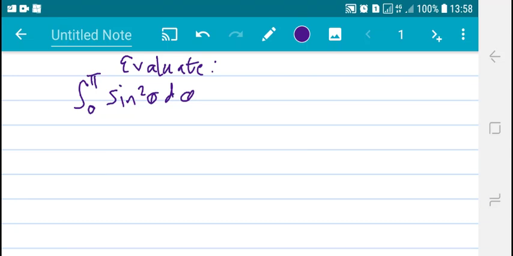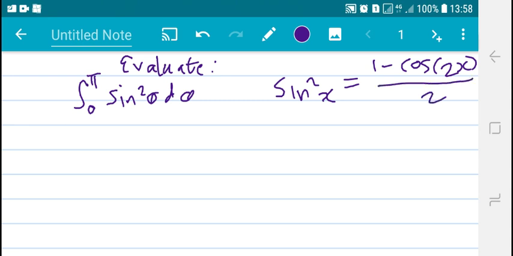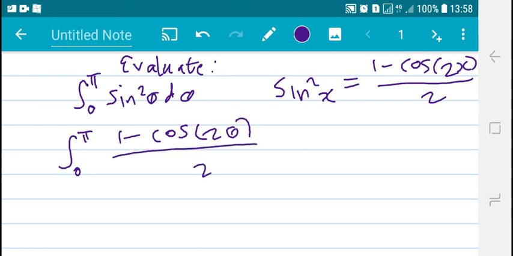Evaluate this integral: sine squared theta from 0 to pi. So we use the following result, namely sine squared of an angle, say sine squared x, is equal to 1 minus cosine of 2 times that angle, divided by 2. So if we apply this here, we get 1 minus cosine of 2 times the angle 2 theta, over 2, d theta.